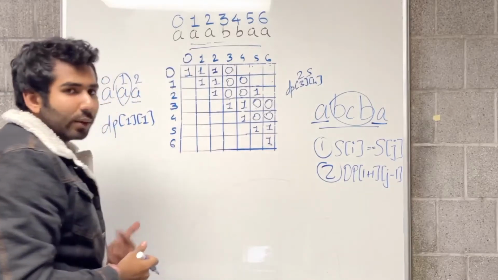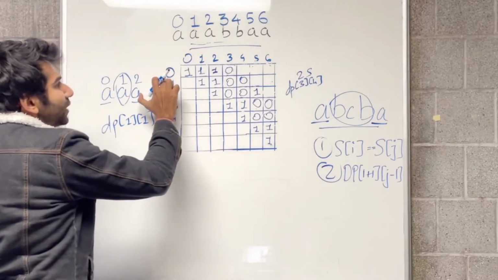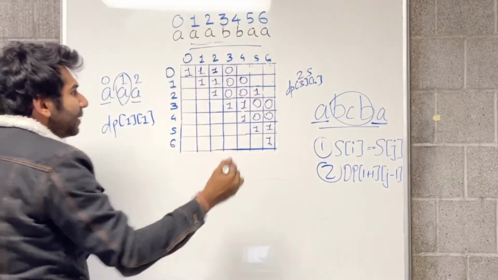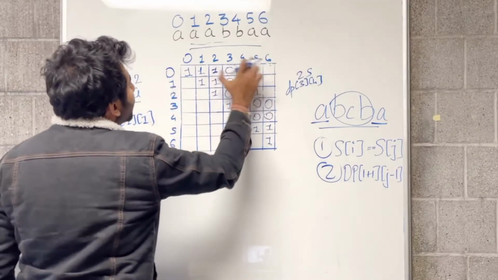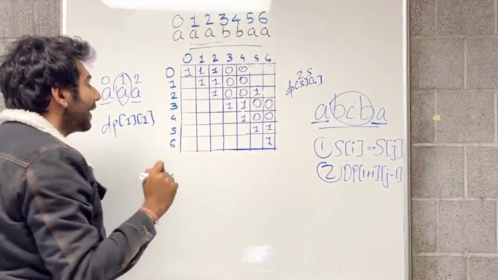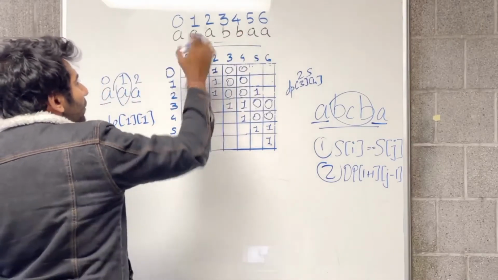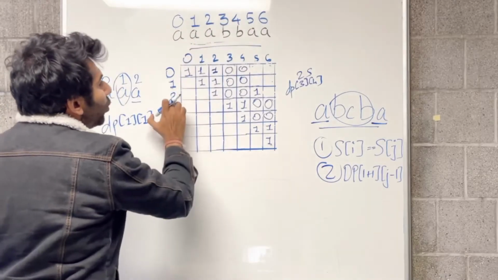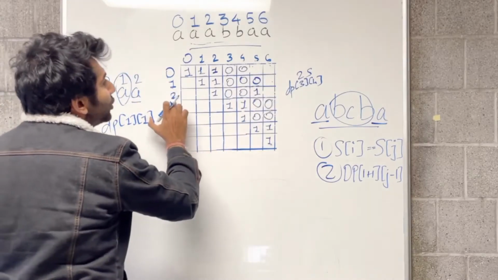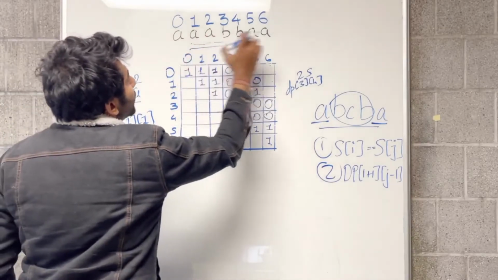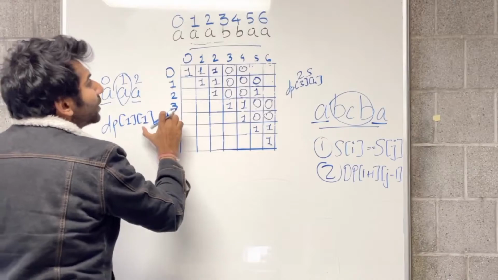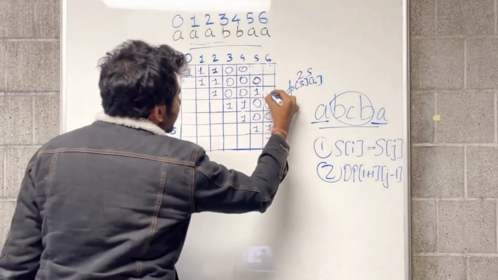Now we'll start considering substrings with length 5. The first one starts at 0 and ends at 4. The first and last characters are not the same, so 0. Then 1 to 5. As the first and last characters are the same, the first condition satisfies. Now we need to check the dp of 2 and 4. As it's 0, we'll put 0 over here. Now 2 to 6. The first condition satisfies. Now we need to check 3 and 5. As it's 0, we'll just put 0 over here.